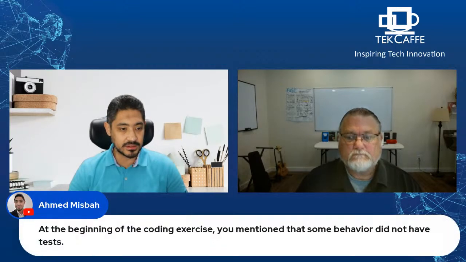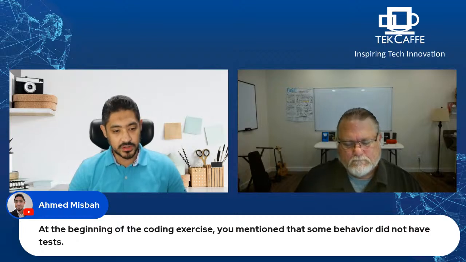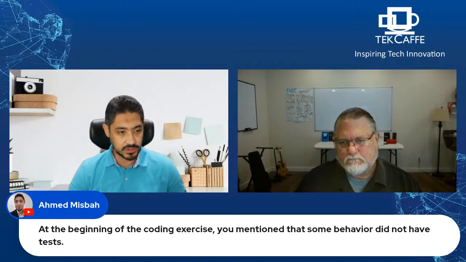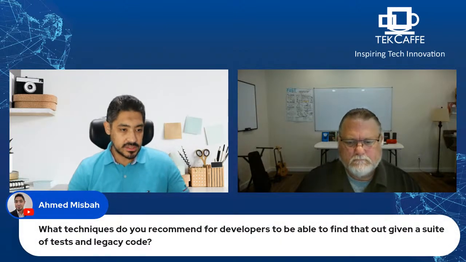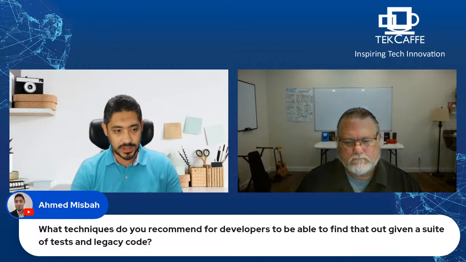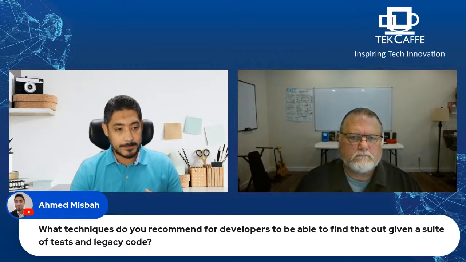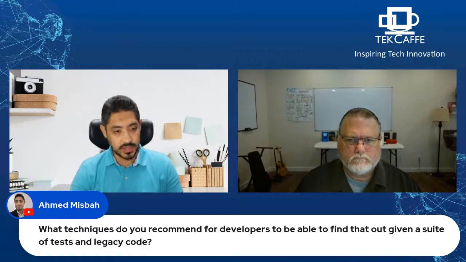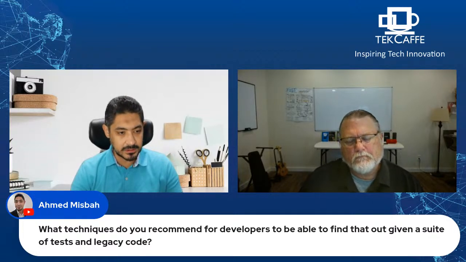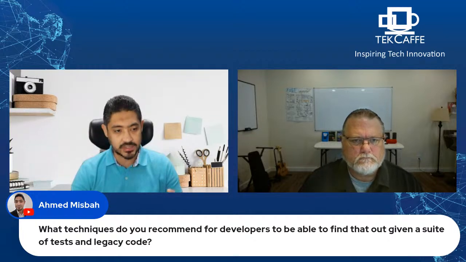Okay, if we don't have any more questions from the audience, I think I'll move to my question. So at the beginning of the coding exercise, you mentioned that some behavior did not have tests. Now, this is obviously something that you've prepared in advance, so you are well aware of it. But let's take the common scenario where this is code that somebody handed over to me, or some code that I haven't written. And I want to be able to know the test coverage, not the code coverage, the test coverage of my test suite. So are there any techniques you would recommend for developers to be able to find out what gaps are there in a test suite?